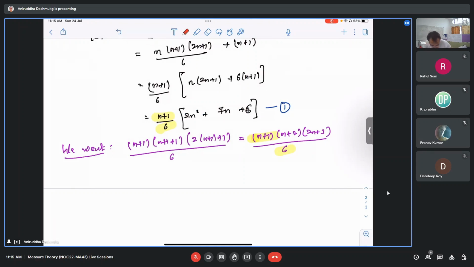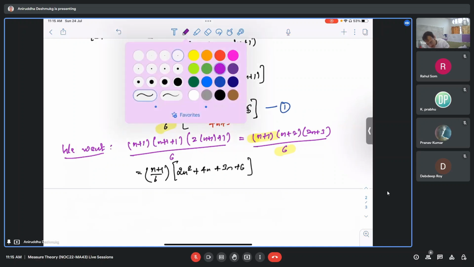So how will I factorize? Let us write 7n as 4n plus 3n, and then let us see what happens. So this is now equal to n plus 1 by 6 into 2n square plus 4n plus 3n plus 6.